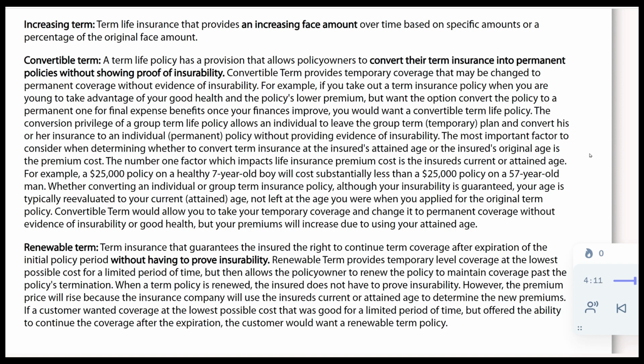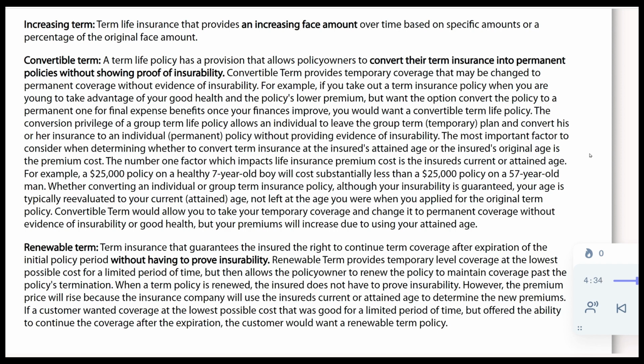For example, if you take out a term insurance policy when you are young to take advantage of your good health and the policy's lower premium, but want the option to convert the policy to a permanent one for final expense benefits once your finances improve, you would want a convertible term life policy. The conversion privilege of a group term life policy allows an individual to leave the group term, temporary plan and convert his or her insurance to an individual permanent policy without providing evidence of insurability.